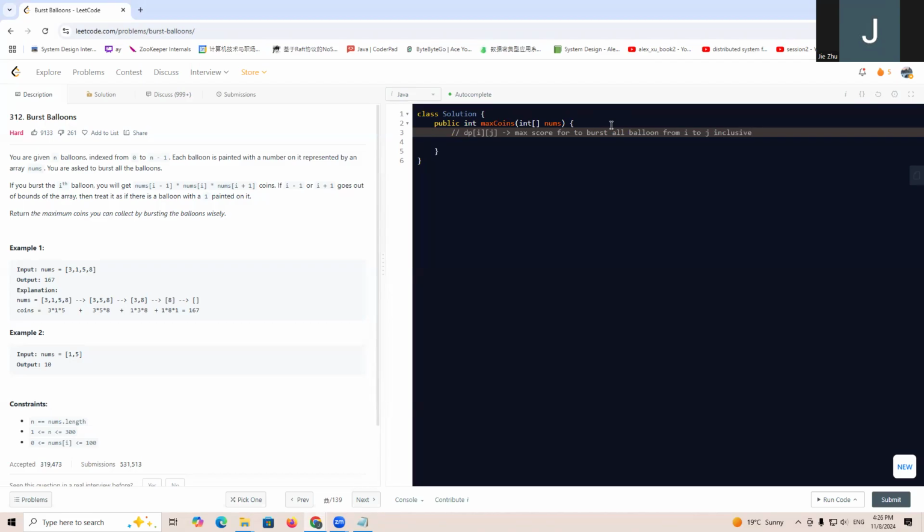I'll say some people use exclusive for the interval and add a dummy one at index before index 0 and after index n, right? That is another approach, but I prefer to write code consistently, always using inclusive for the interval dp. So I write inclusive, right?